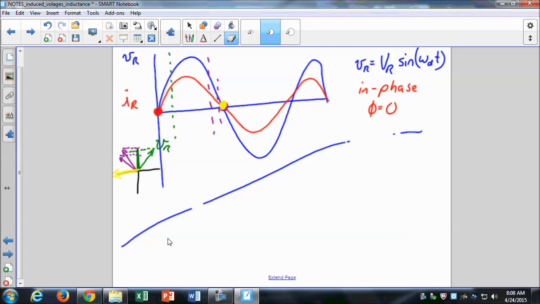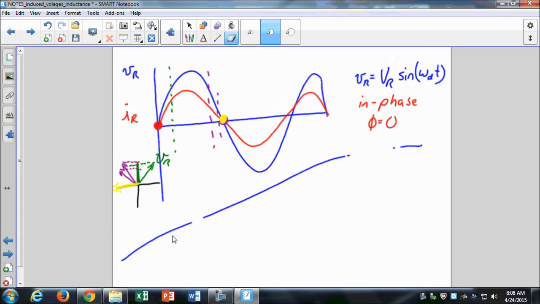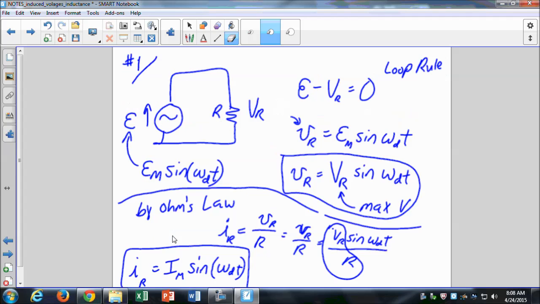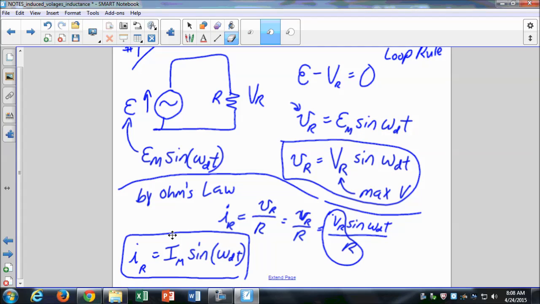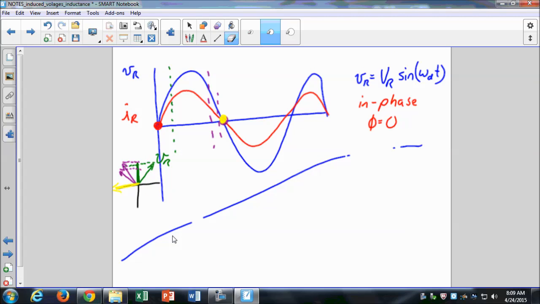Okay. The current is always going to be the same way, because if we look at the functions for the V and the I, they're the same. Right, they're in phase. So see, these are in phase. That means the phase angle is always 0. So they're always in phase.